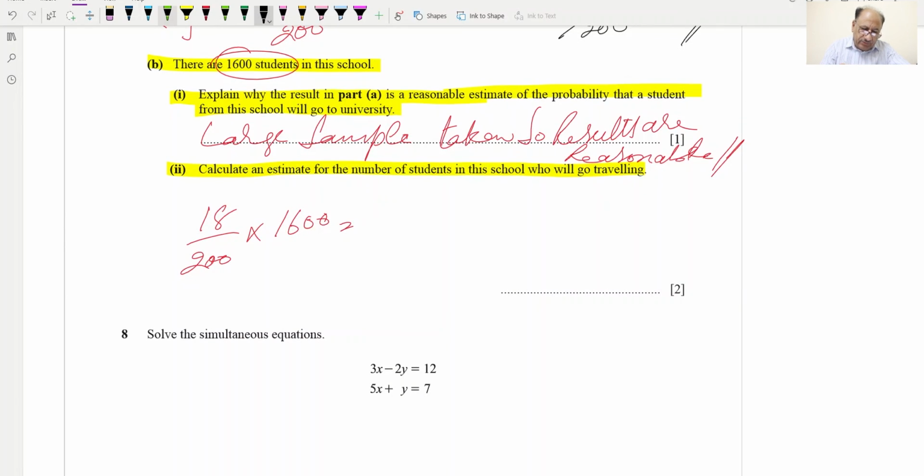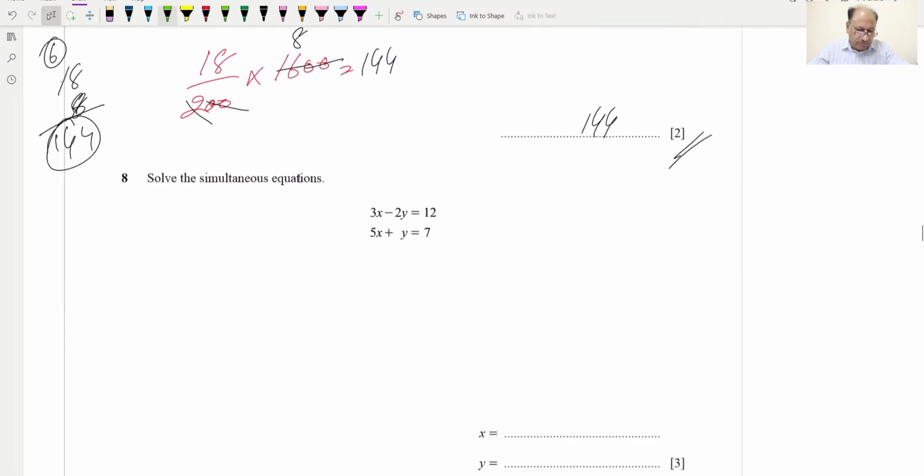So we can cancel this. Two zeros are cancelled with this. Two eights are 16. So 18 into 8. We can multiply 18 multiplied by 8, so 8 ones are 8, and 144 will be our final answer, and this is 2 marks.